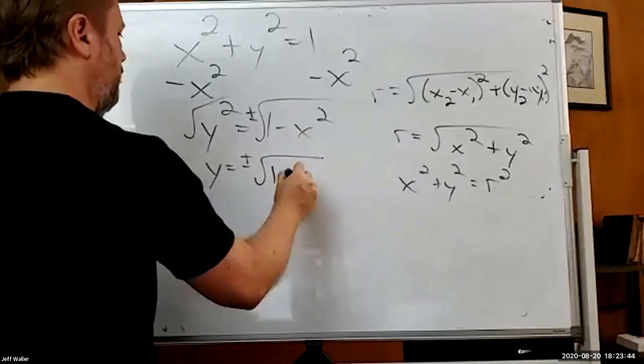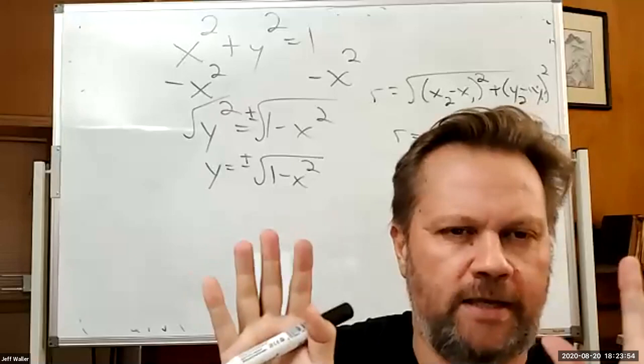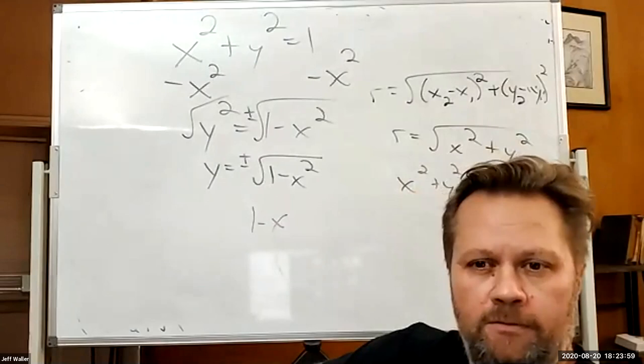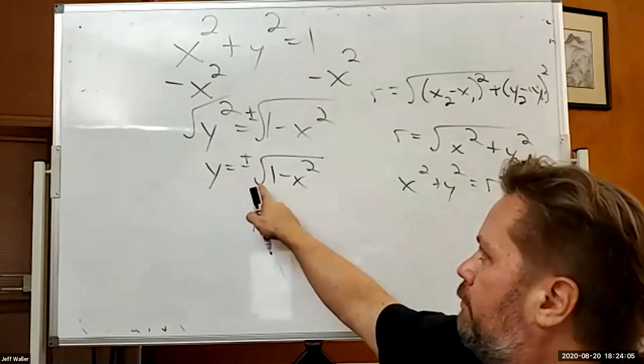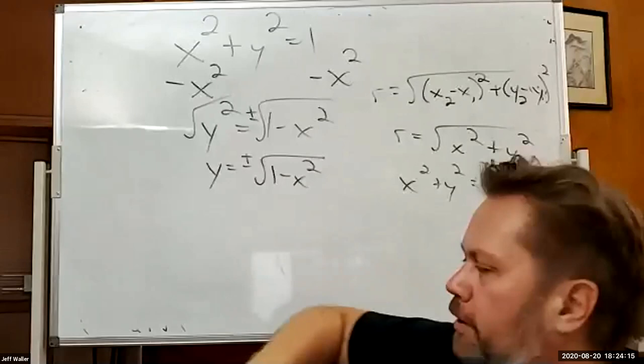Now, what really makes me sad, especially if I'm teaching something like 285, is if you guys think this, that the square root of 1 minus x squared equals the square root of 1 minus the square root of x squared. No way. Right? You can't have a square root distribute across subtraction. They have nothing to do with each other. So no way in hell. Okay. So does that represent a function?